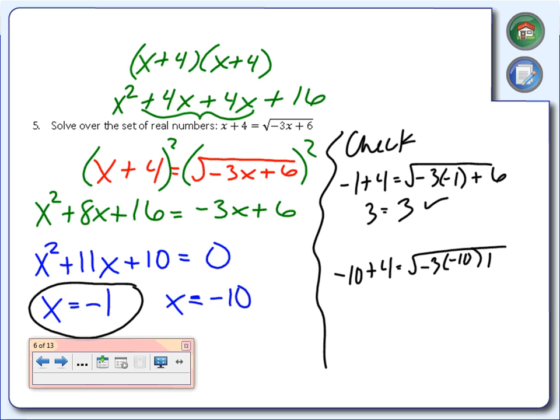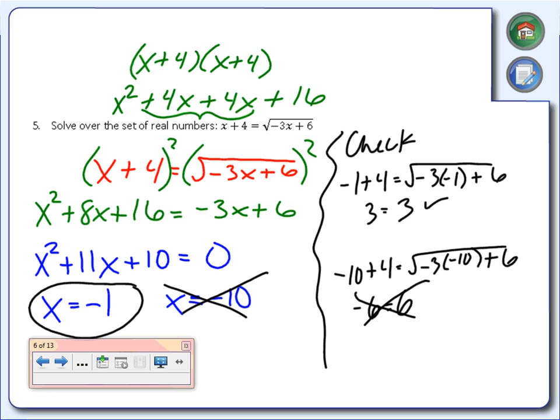Notice all I'm doing is the same thing, replacing the x with a -10. -10 plus 4 is a -6. Let's see what we get over here. The square root of -3 times -10 plus 6. Positive 6 or -6? Positive 6. So the question is, is -6 the same thing as a positive 6? No, that is not true. So if that's not true, then this -10 right here cannot be part of our solution.